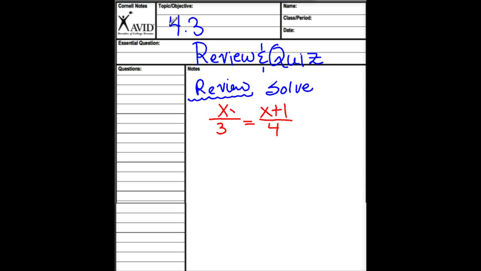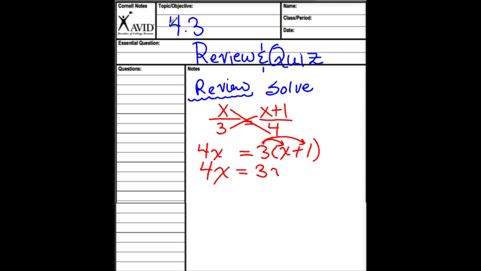First thing I always do with these is set the cross products equal. So I'm going to say 4 times x is equal to 3 times x plus 1. I'm going to distribute the 3 in, and I'm going to have 4x is equal to 3x plus 3. Now my goal is to solve for x, and I don't have a quadratic equation here, so I don't need to get it equal to 0 and factor. I just have x to the first and x to the first. All I need to do is attack that x, but in order to attack it, I need to get it together. So when it's on both sides of the equation, remember what I do. I move the smaller one by doing the opposite.